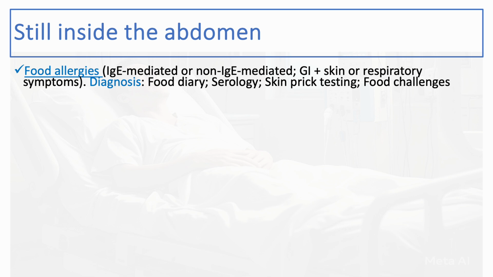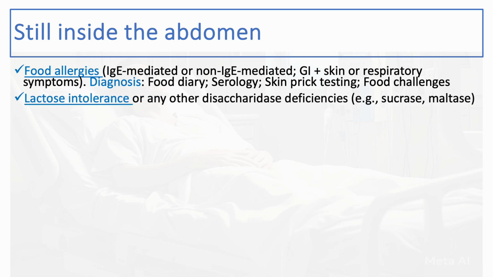But sometimes you might need to do a little bit more testing, like getting some serology, including IgE level, even skin prick testing, or sometimes just food challenges. Try to introduce the food and see what happens, and then stop or isolate the particular food from the diet, and then see what happens. So food allergies are relatively common, but again, history is really key here to try to track it down.